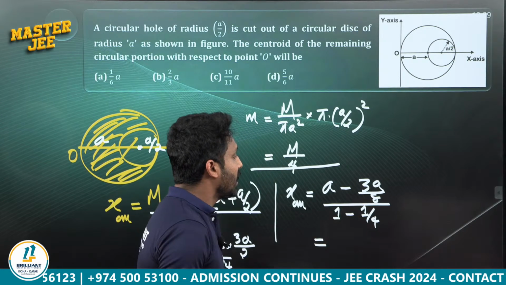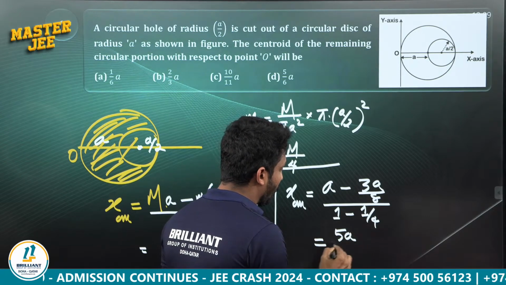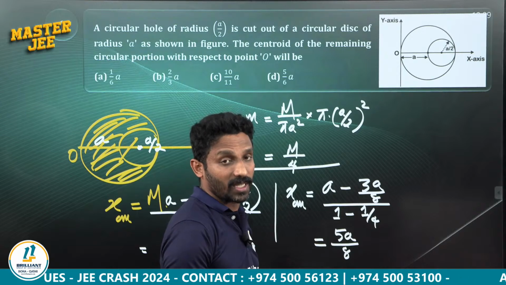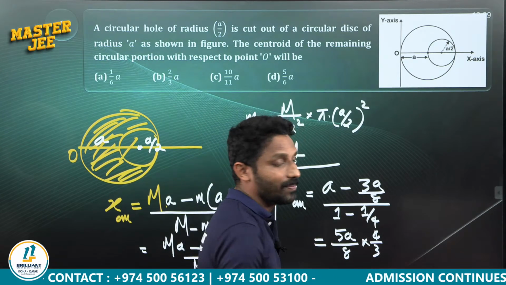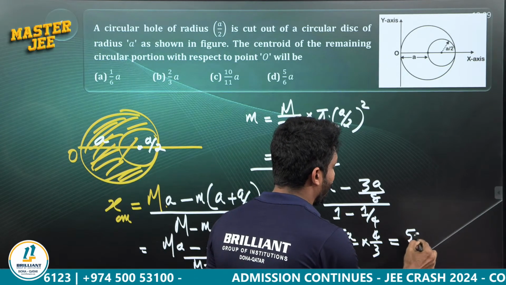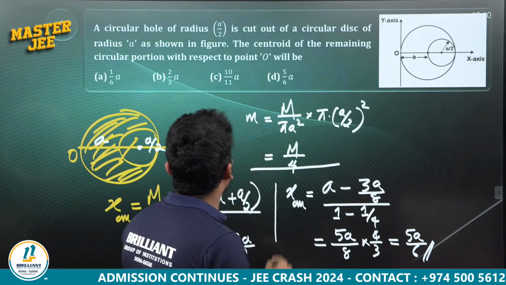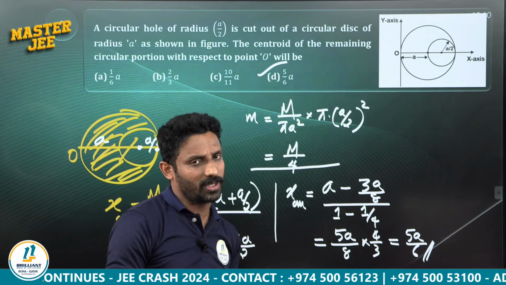It is 8a minus 3a, which is 5a by 8, divided by 1 minus 1 by 4, which is 3 by 4. Its reciprocal is to be multiplied, 4 by 3. Clear? So the answer is 5a by 6. Okay, 5a by 6 is the answer of the question. 5a by 6 is option D. Understood? It's a very simple question.